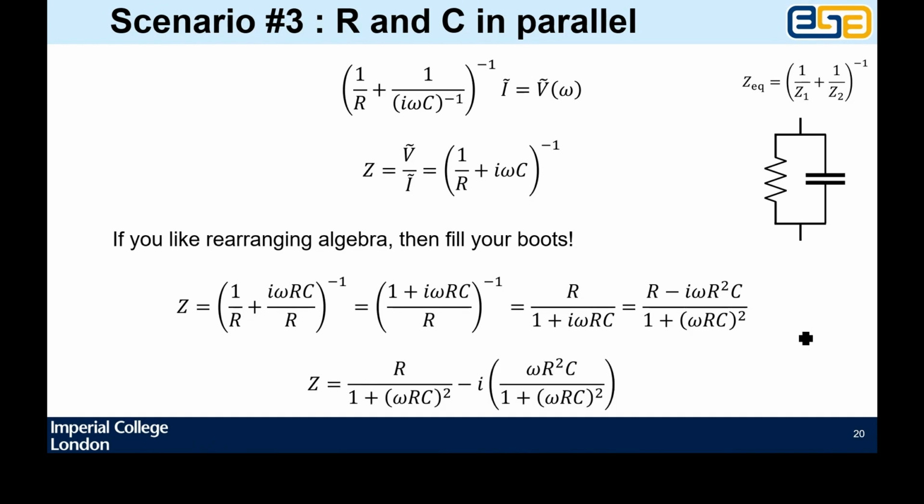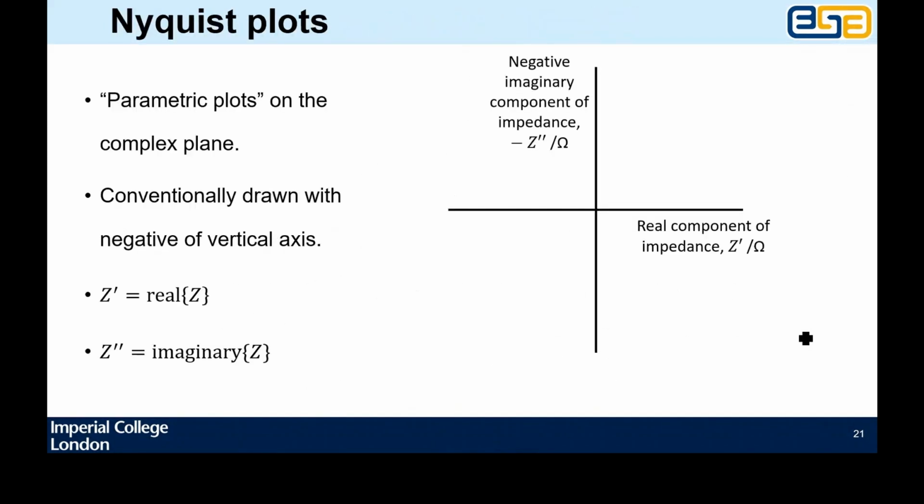Exactly like this. So I've now got that fraction, and I've just chopped it up into 2 bits. So obviously you have to keep the denominator. So I've got a real bit, which is R divided by this thing, and I've got an imaginary bit, which is minus i times this thing here. Okay, so I've chopped it up into real and imaginary. We're going to see why that is shortly.